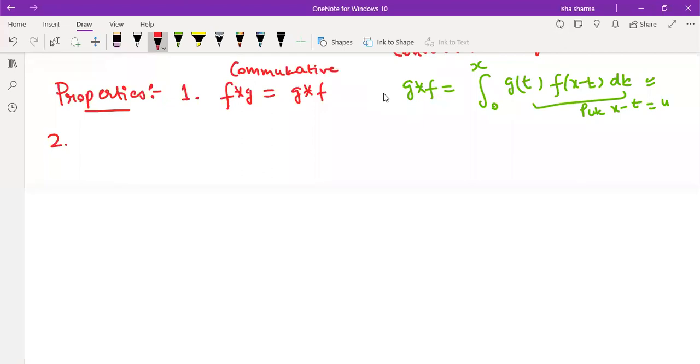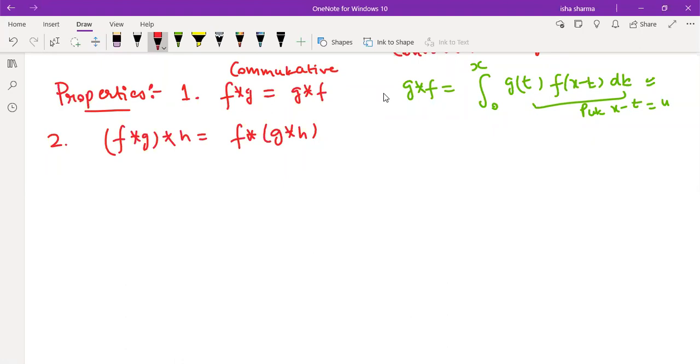F star g is same as g star f. The second property is associativity: f star g star h is f star g star h. That is, you can take convolution of three functions also, and it does not matter whichever order you take it.